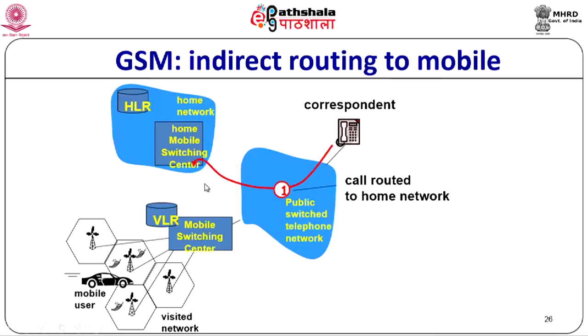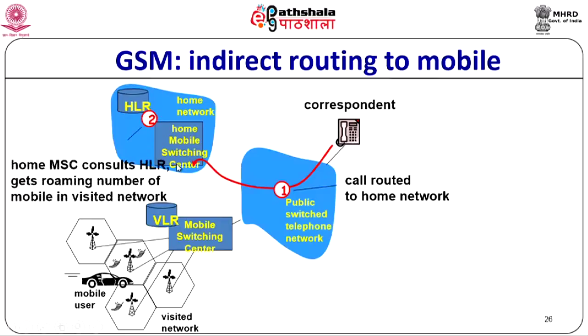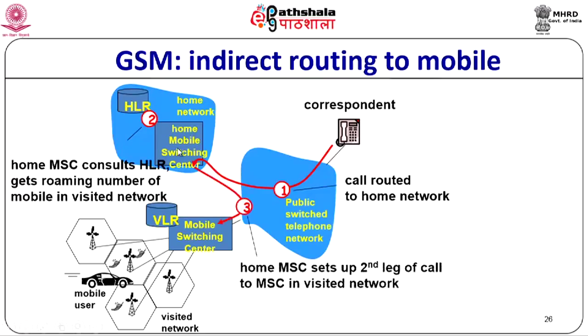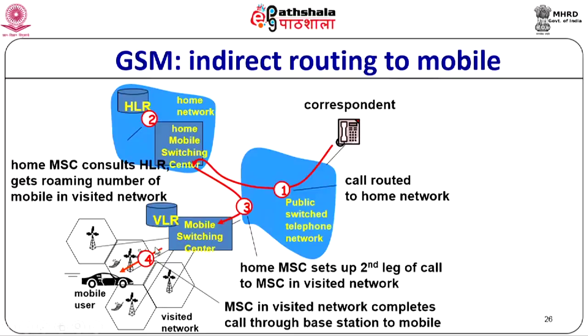First, the call, based on his number, will be routed only to his home mobile switching center. But the home mobile switching center will have information that this person is actually roaming in a different area. So it will now consult the HLR, get the roaming number of the mobile in the visited network, and transfer the call to that mobile switching center. Now this switching center knows where this person is currently located, through the particular base station to which he is connected. It will route the call to that particular person. So this is basically how the call will get completed.